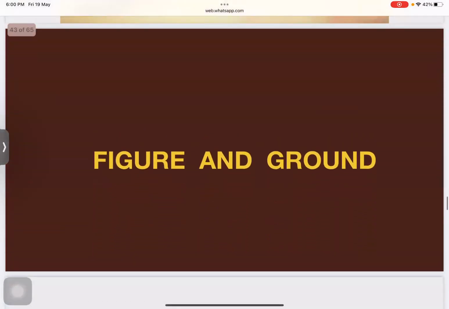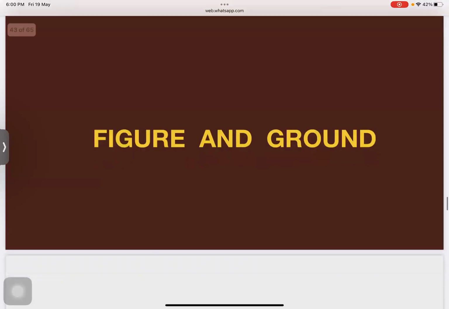Now, next thing is figure and ground. So what is figure and ground? We need to know and understand what figure and ground is. Now, we will quickly go to our text.